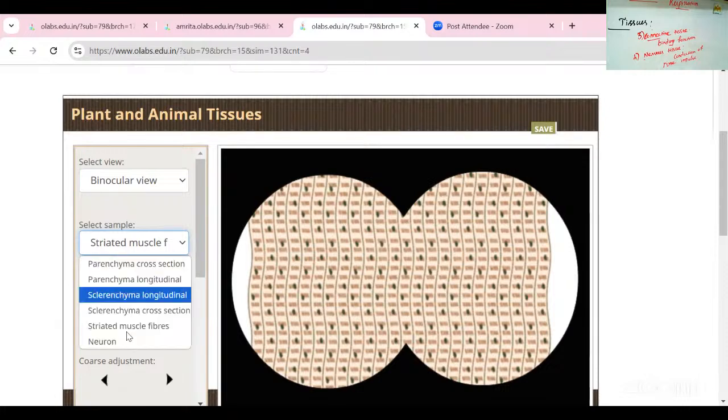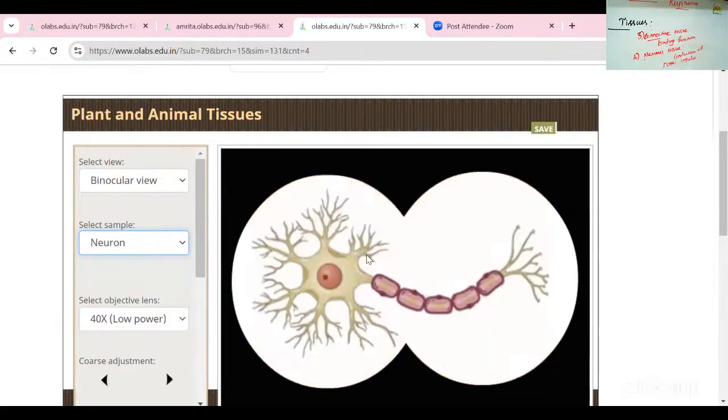Next one is the neuron. Where are neurons? Yes, neurons are present in our brain. In primary classes, we studied about the neuron. The neuron structure, the neuron cells, are like this only. This is the structure of a neuron. Uncountable neurons are present in our brain.